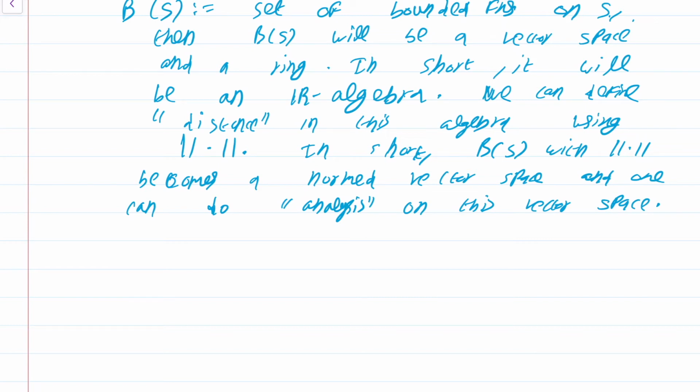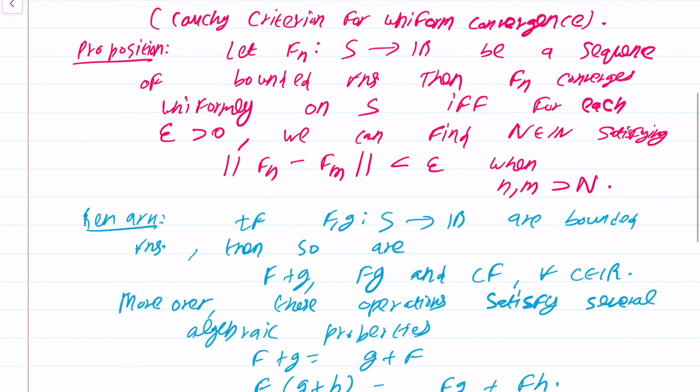For instance, what are the subsets of BS that are compact? That's an interesting question to ask. So this is all at a more advanced level, so I will not be dealing with that now. Essentially, all I need is just this notation for the norm of a function and this Cauchy criterion for uniform convergence, whose proof is utterly straightforward.